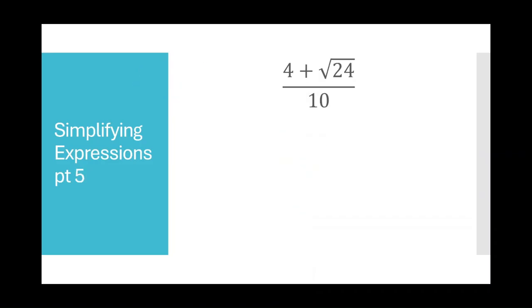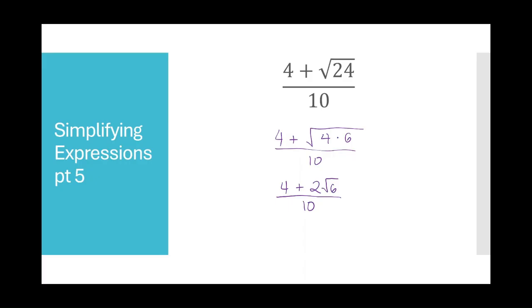Here, square root of 24 is not a perfect number, so let's break that up first. So I have 4 plus, and then 24, when I break that up, let's see, it's 4 times 6, and I could break 6 into 2 times 3, but neither of those are perfect squares, and 4 is already a perfect square, so I'm okay with that so far. So I have 4 plus square root of 4 is 2, root 6 over 10.